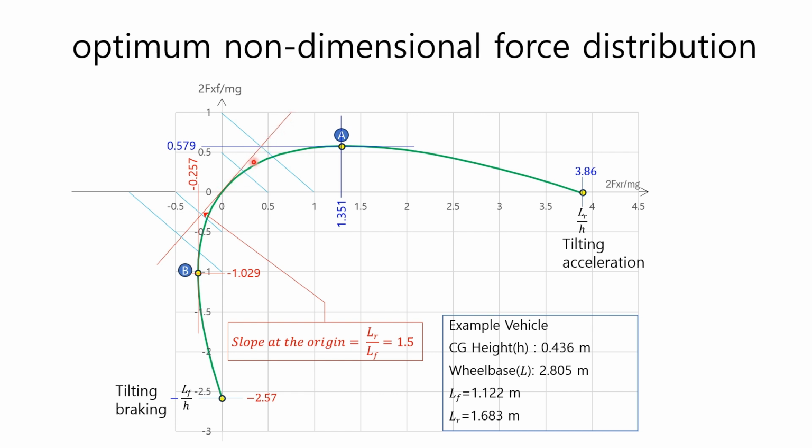Continuing, we obtained the vertical axis coordinate of point A, which represents the maximum non-dimensional driving force of the front wheels during acceleration, and at this time, we obtained the horizontal axis coordinate of point A, which represents the non-dimensional driving force of the rear wheel. In addition, we obtained the horizontal axis coordinate of point B, which represents the maximum non-dimensional braking force of the rear wheels during braking, and at this time, we obtained the vertical axis coordinate of point B, which represents the non-dimensional braking force of the front wheels. The entire acceleration or braking force constant lines, shown in blue in the figure, are also explained.